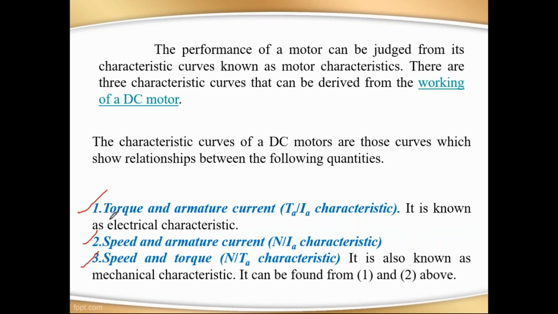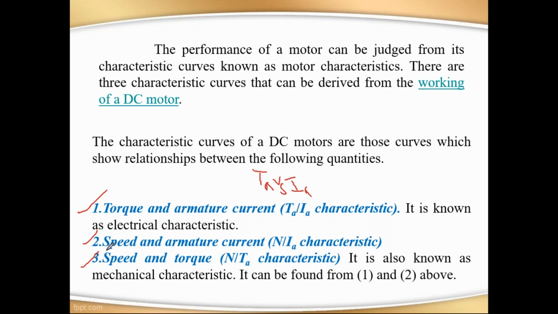See here, the first characteristic is drawn between torque and armature current, and it is called electrical characteristics. Keep remembering that. So the graph drawn between armature torque versus armature current is called electrical characteristics.